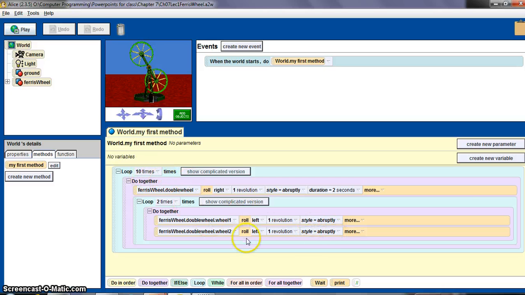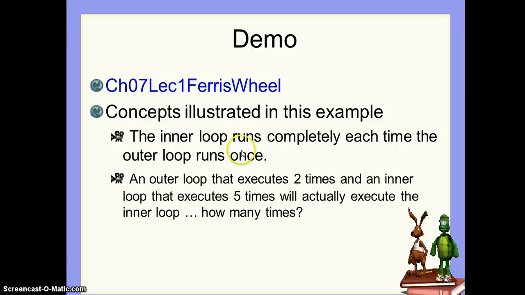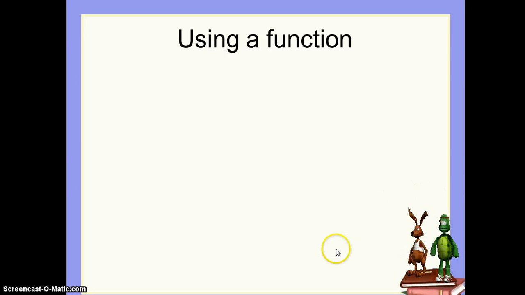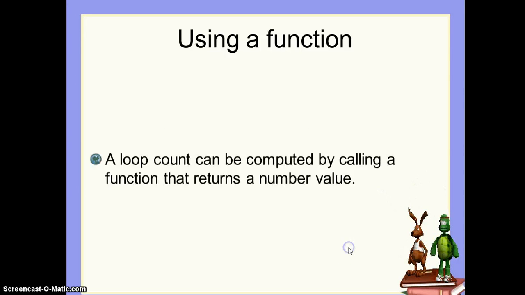It's not that complicated. You do want to watch the time part of it to make sure that that's going to happen and match up. But other than that, it's pretty straightforward. Okay, so each time the outer loop runs once, the inner loop runs completely. So think about this, an outer loop that runs 2 times and an inner loop that runs 5 times will actually execute the inner loop how many times? Think about it, think about it. That's right, 10 times.